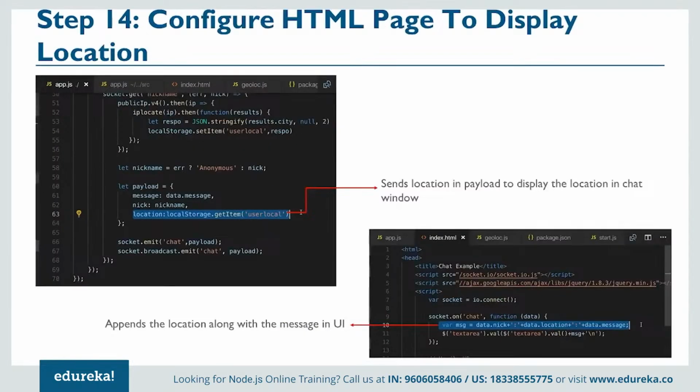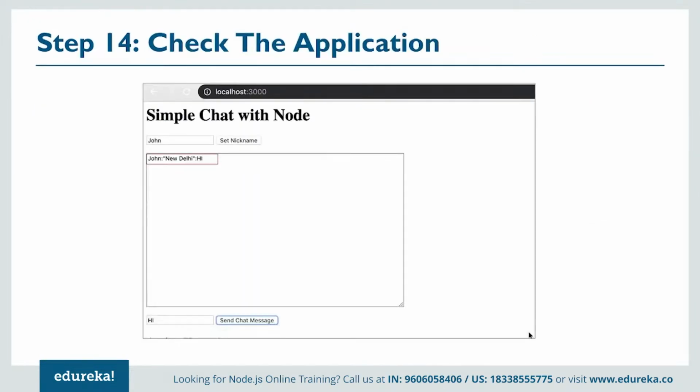Configure the HTML page to display the location. So it sends location and payload to display the location in the chat window, and then we append that. So we showed the list of all the messages in the text area with first the timestamp and then the message. So we will also append the location over there. So let's see how this goes.